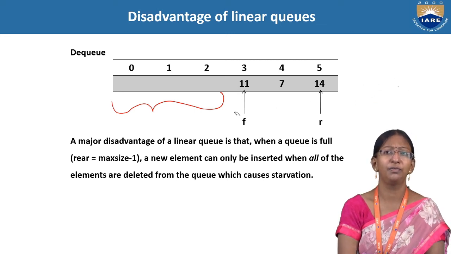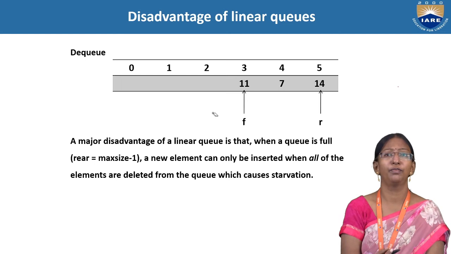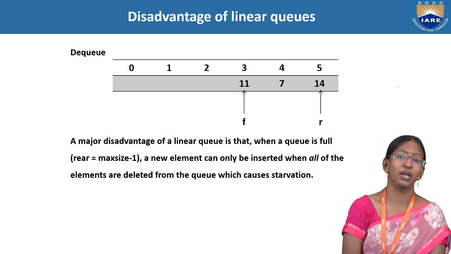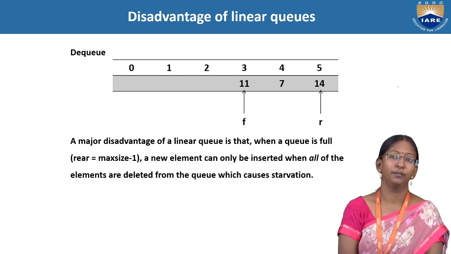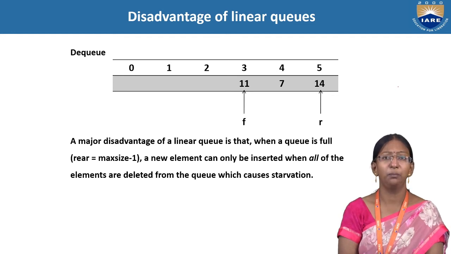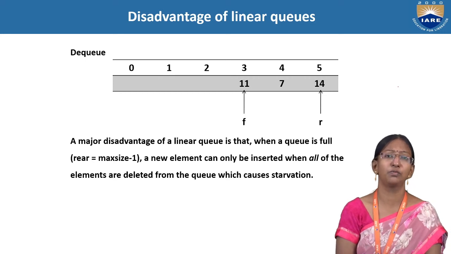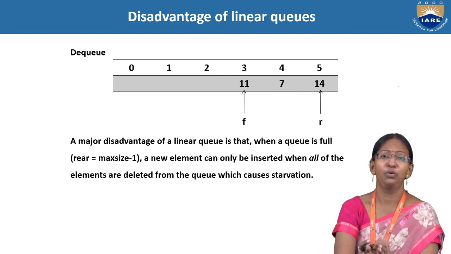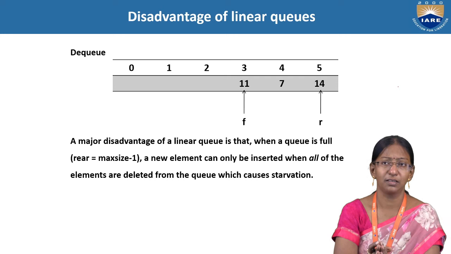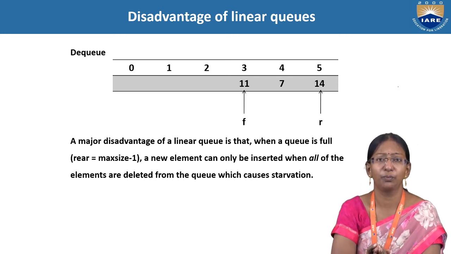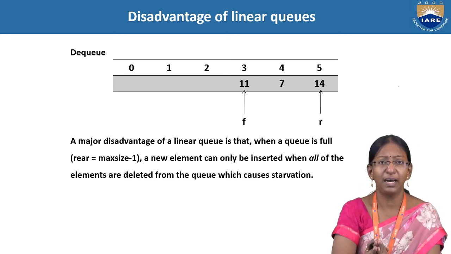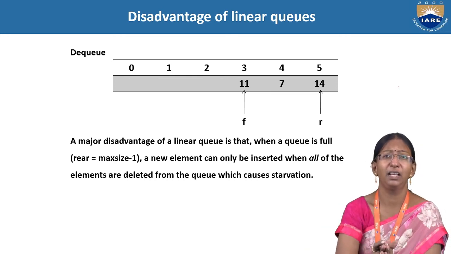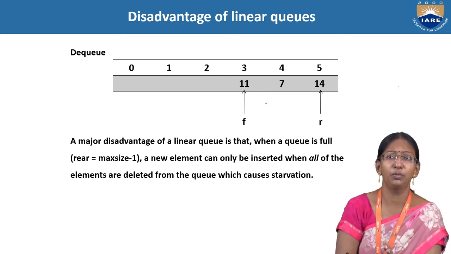So this itself is the major drawback of linear queues, the queues which we have learned just now. Even though we have empty spaces, we cannot insert the data if your rear is pointing to n minus 1. And this causes starvation. Think wisely. If you want to insert things, this is the current scenario. How can you start a successful enqueue operation? How can we do this?